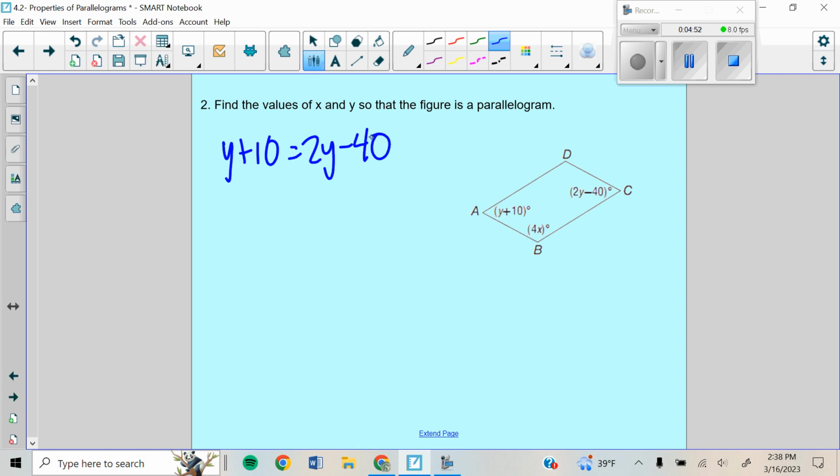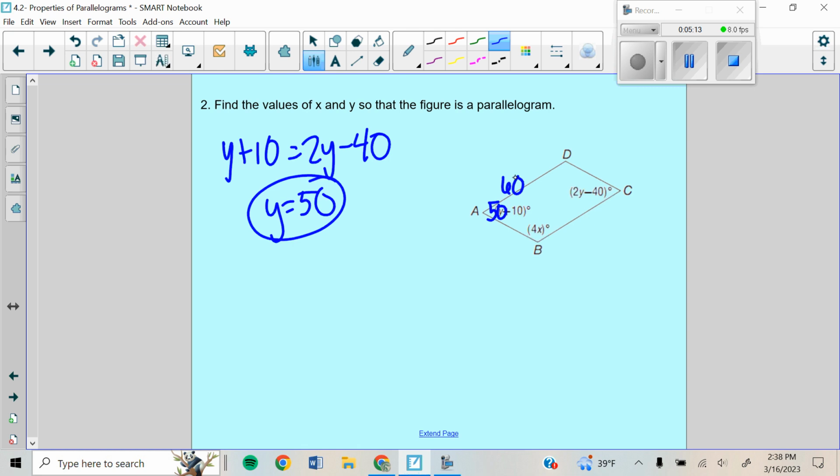So go ahead and minus y over and add 40 over, and I get y equals 50. I'm going to plug this 50 back into angle A or angle C, but that's going to help me with B because those two angles are supplementary to B. So I'm going to plug it into A, just because that one's a little simpler.